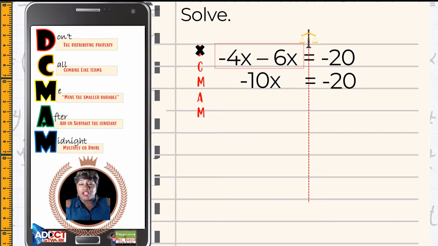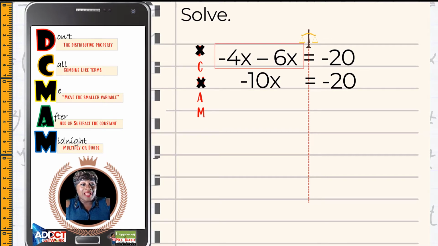Next, we'll check for M. The first M stands for move the smaller variable. There's only one variable on the left side of the equal sign. If you notice, we're left with negative 10x equals negative 20. There's only one variable, x, which is on the left side of the equal sign. So no variables on both sides. We can scratch that out.